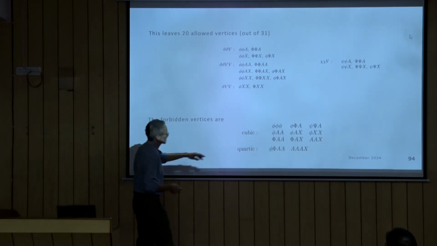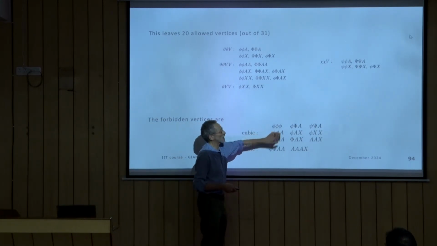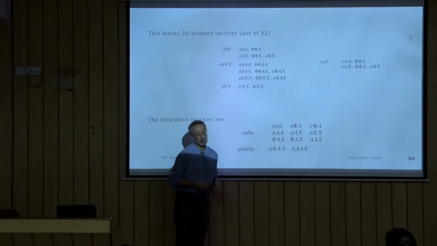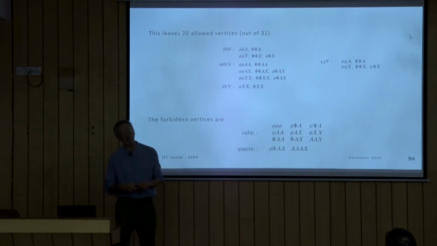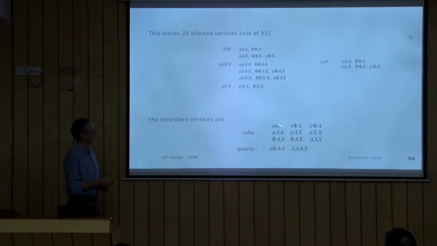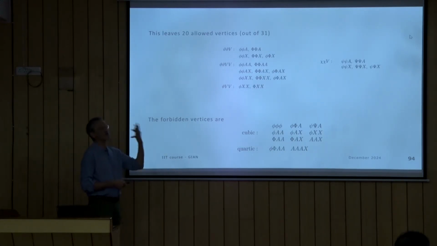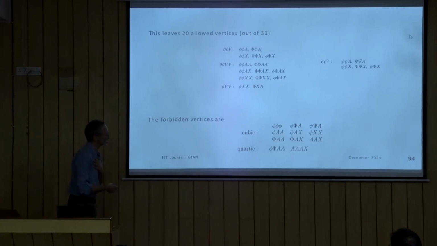This vertex of 3 light guys is forbidden because in the standard model the phi is a doublet, so you cannot make a singlet out of 3 doublets. The other ones involve some of the heavy fields, and so they do require the arguments I have been using.